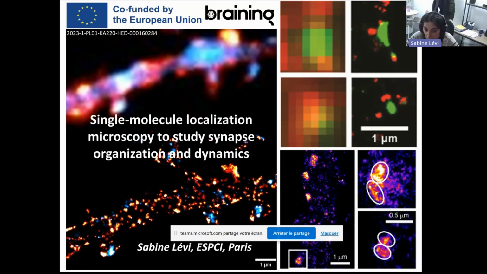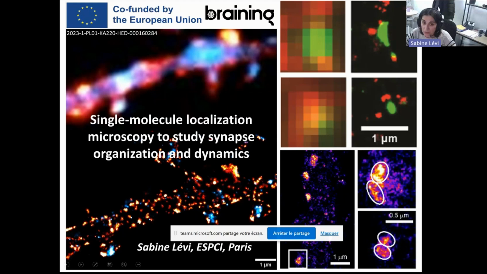single molecule localization microscopy. And you can see in this example the same dendrite on wide field standard fluorescence microscopy. And here down, it's using single molecule localization microscopy. We can see much better the localization of the yellow molecules in relation to the blue synaptic marker. But we can also see molecules that are at the periphery of the synapse, or also the organization of the receptor within the synapse.